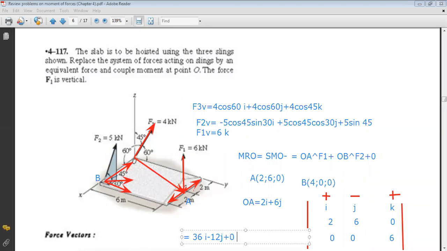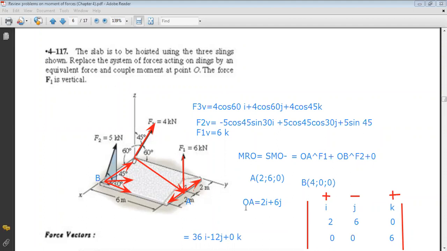And why is it expected to have a 0 moment along k here? Who will tell me? Because we are finding the moment of F1, and F1 is what? Look at your figure. Yes, it's parallel. F1 is parallel to z, so it cannot produce any moment about z. So here we found the moment using the matrix method.